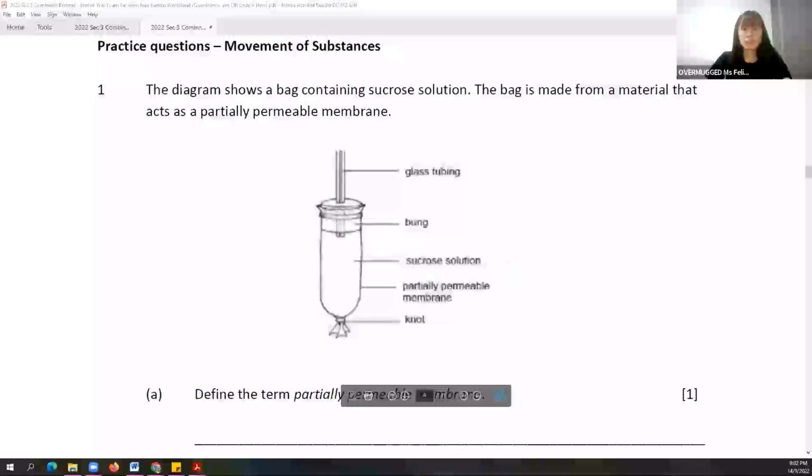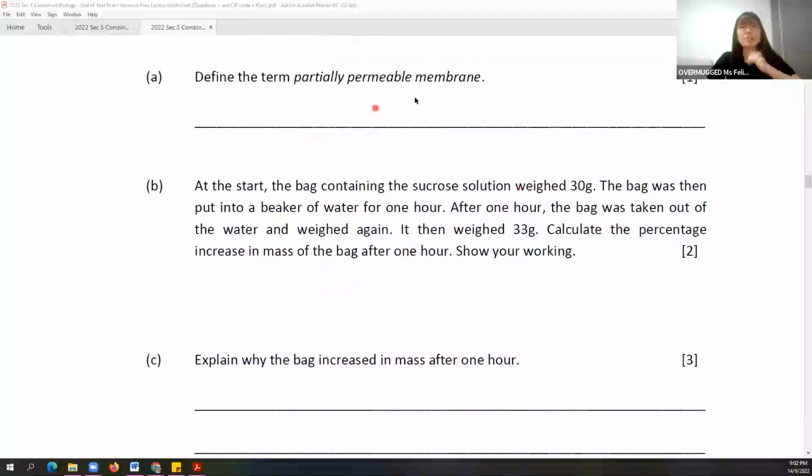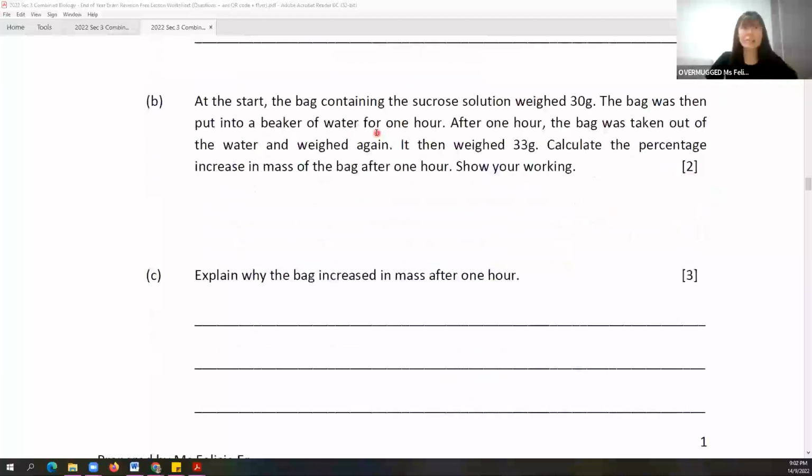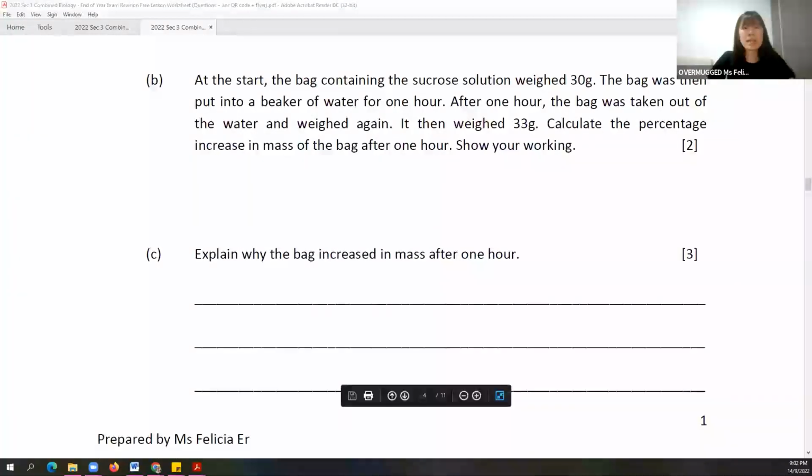Okay, so let's take a look at this question over here. For question number 1, the diagram shows a bag containing sucrose solution. The bag is made from a material that acts as a partially permeable membrane. Part A, define partially permeable membrane. So mainly just explain what you think the word partially permeable means. This one I leave to you to try on your own. After you try, you just check the answer key. Very straightforward.